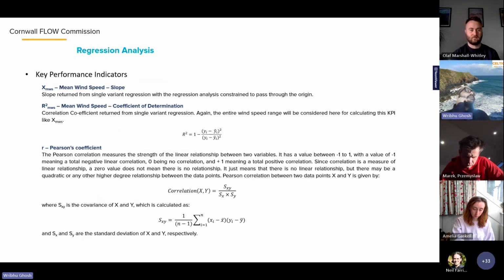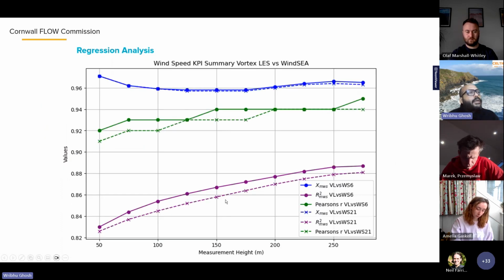These are the KPIs which we have borrowed from the Carbon Trust Offshore Wind Accelerator report. These are the two parameters. This is not a very conventional parameter, but this is the slope returned from a single variant regression. By single variant regression, we mean when we force the regression line through the origin. And this is the coefficient of determination of the single variant regression. We also wanted to share Pearson's coefficient, which is the correlation coefficient. These are the formulas that we use to capture it.